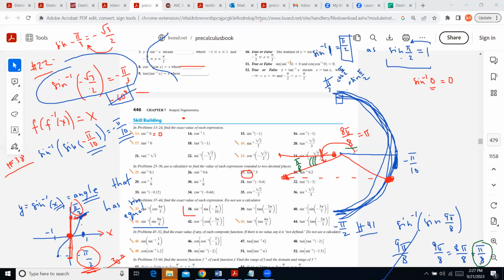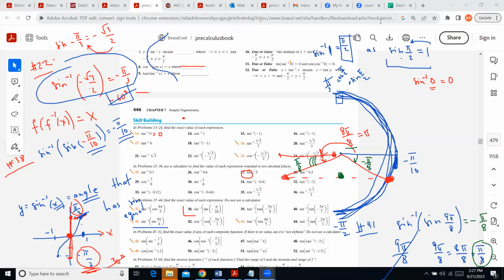Then actually it will return you with negative pi over 8, which has the exact same y coordinate, the exact same value of sine. So the answer actually is going to be negative pi over 8. You see how to figure that out? Well, you need to look at the unit circle.